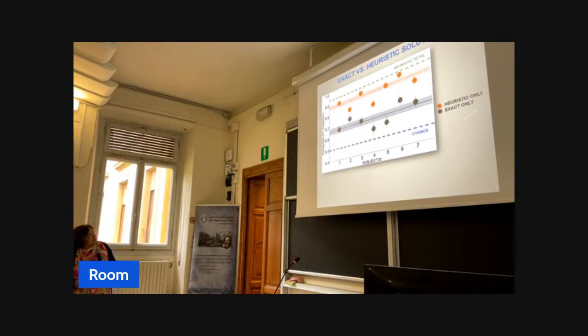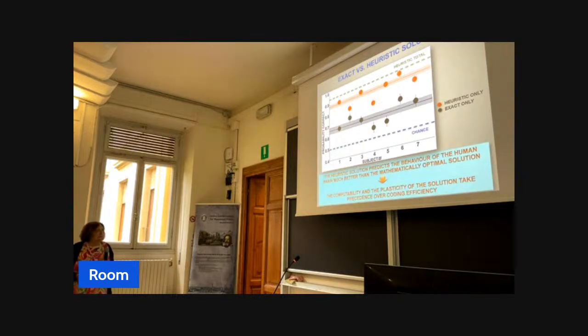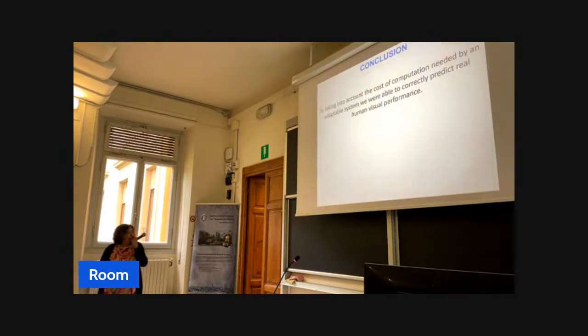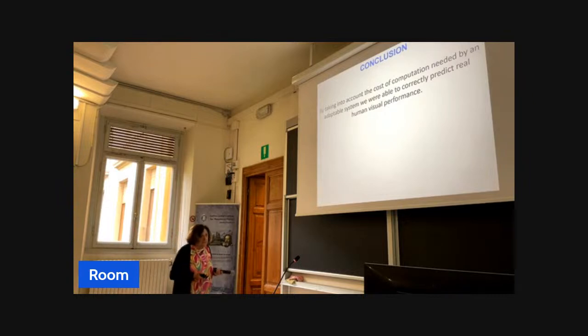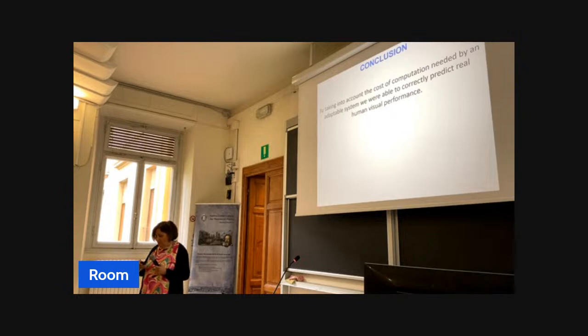And these are the results. These are different subjects, showing the probability of correct responses over many, many trials for the heuristic sketch and for the exact sketch. You can see that with heuristic you are almost at 100% correct, while with the exact, for some subjects you are at chance level, 0.5. So heuristic predicts the behavior of the human brain much better. So computability and plasticity of the solution take precedence over pure efficiency. By taking into account the cost of computation needed by an adaptable system, we were able to correctly predict real human visual performance. Thank you very much.